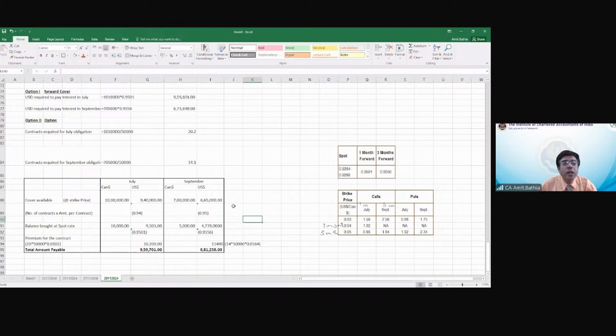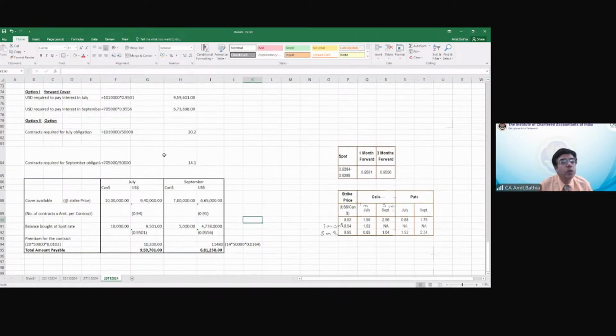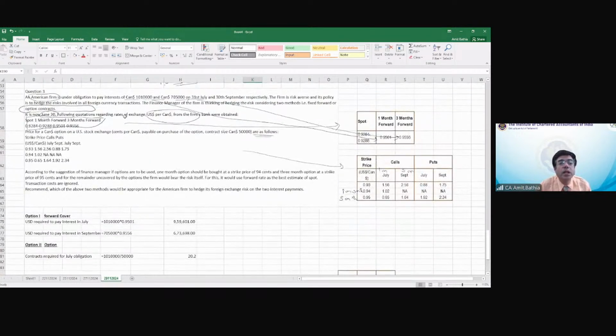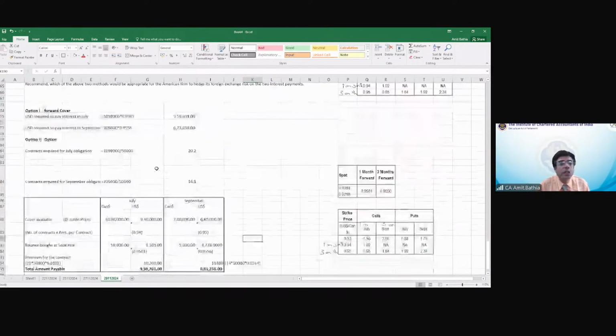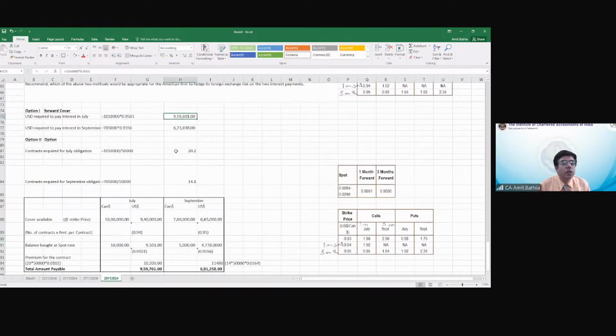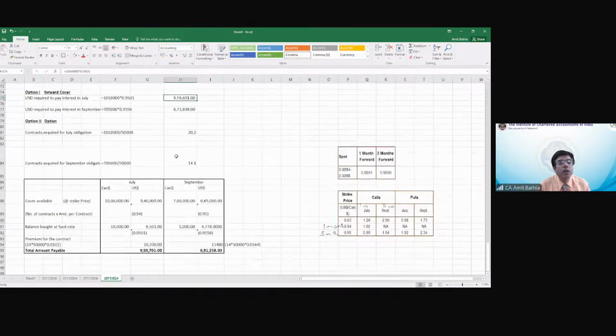All right. Now, what am I supposed to do over here? I need to make a decision. Remember, the firm is risk averse, as you are told specifically, and its policy is to hedge the risk involved in foreign currency transactions. Now we are told to recommend which of the above two methods would be appropriate to hedge its foreign exchange risk. So these are outflows. So for July, which one would you opt for? 959,601 or 959,701? 100 rupees difference. So which one do we opt for July?